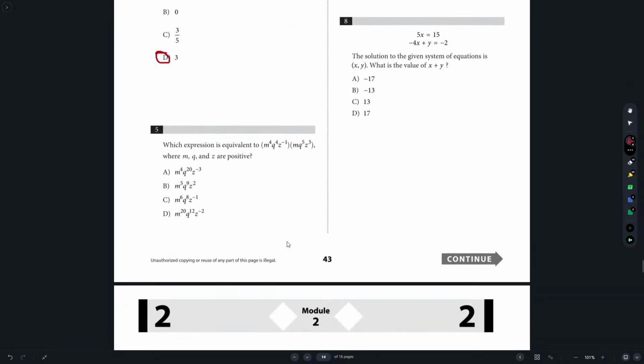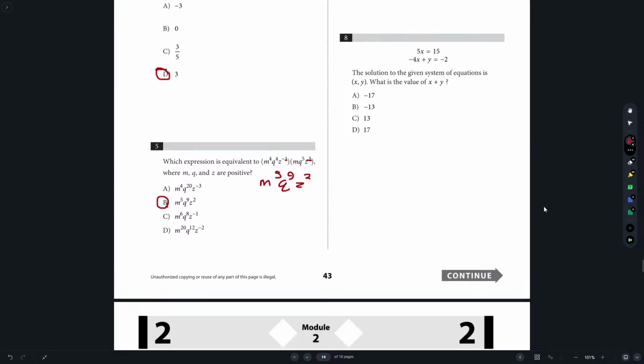Which expression is equivalent to m to the 4, q to the 4, z to the -1 times m times q to the 5, z to the 3, where m, q, and z are positive? We can just multiply these out. It'd be m to the 4 times m, which is just m to the 5. There's already only one answer that has that, but we'll continue. Q to the 4 times q to the 5 is q to the 9. Then z to the -1 times z to the 3, which is z to the 2. Here you just have to add the exponents together when you're multiplying with the same base, and we can just move stuff around because of the associativity of multiplication. And yeah, we see that B is the correct answer.